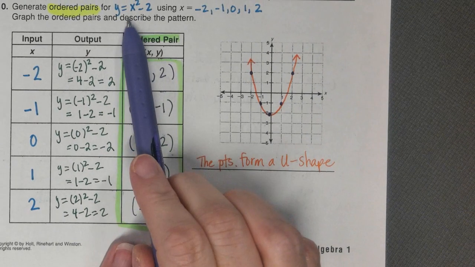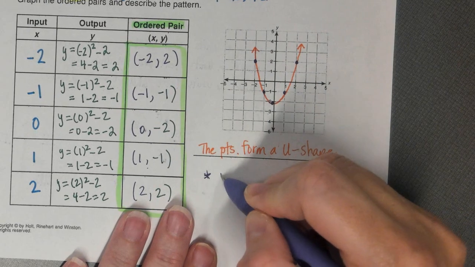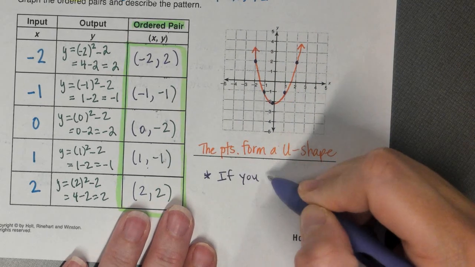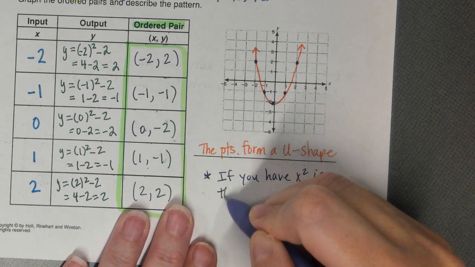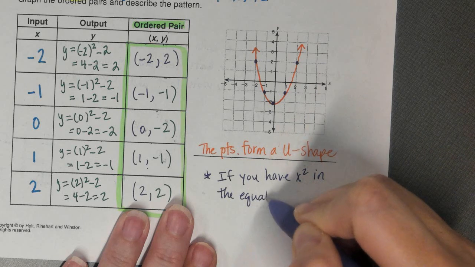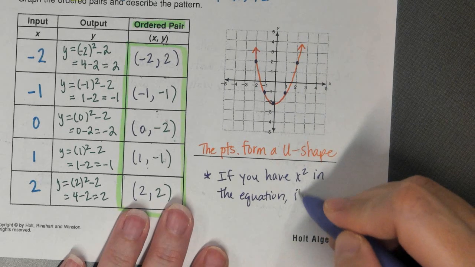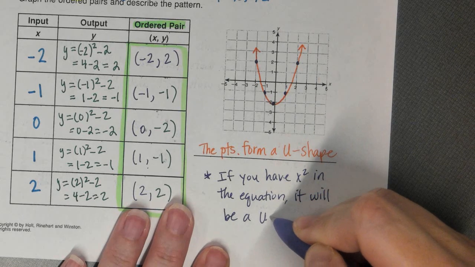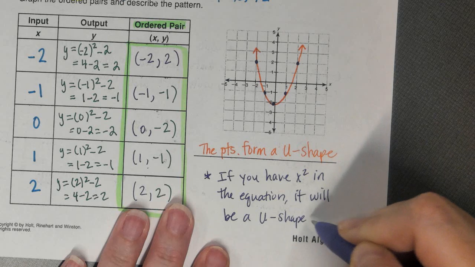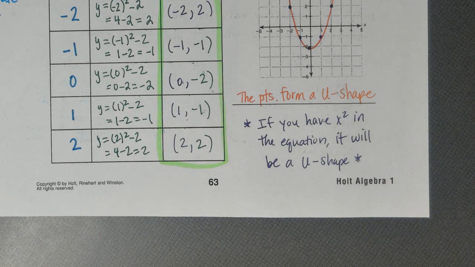Anytime you have x to the second power, see how you had x squared in the equation, it will be a U shape. Anytime you have that, it will be a U shape.